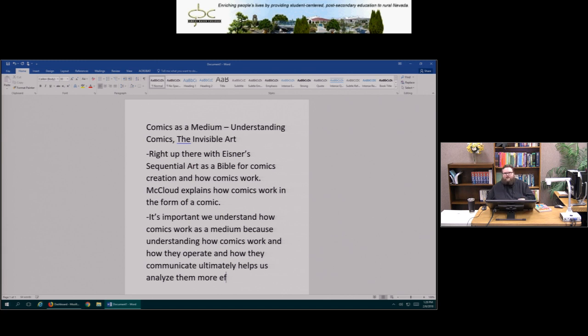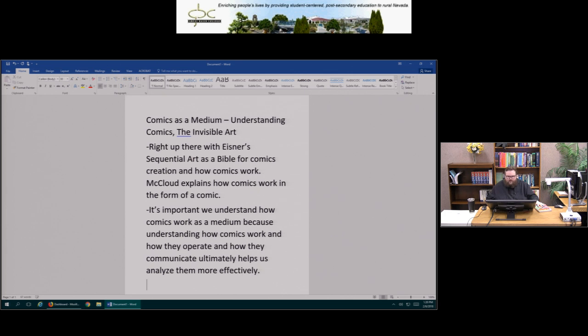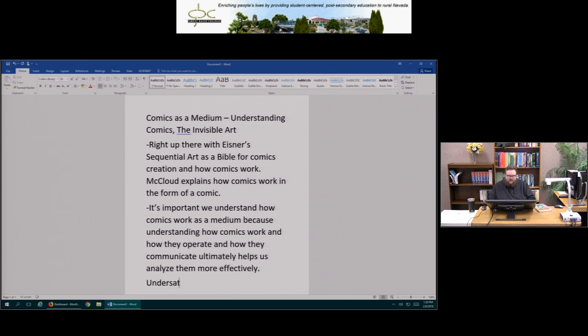So if we're going to really analyze comics and look at how graphic novels work, I think it's really important we take the time to figure out exactly what it is they do and how they're doing it. And I think that's why Understanding Comics is a really useful starting book for us in the class. So let's dig into Understanding Comics.